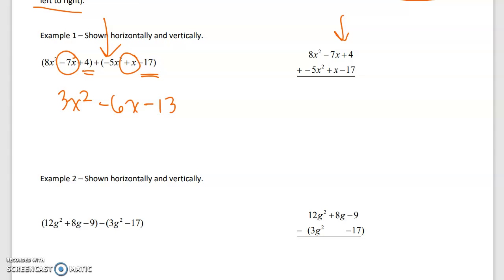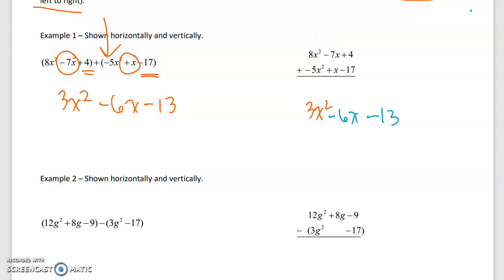The vertical setup is kind of nice, I think, because it really just aligns all of those like terms for you. And I think for some kids, it really identifies the sign of the terms better. You're able to say, okay, this is 8x squared minus 5x squared. That's 3x squared. Negative 7 plus 1, negative 6x. And then 4 minus 17, negative 13. I mean, we're going to get the same answer either way, but sometimes the vertical alignment just makes things easier to understand.